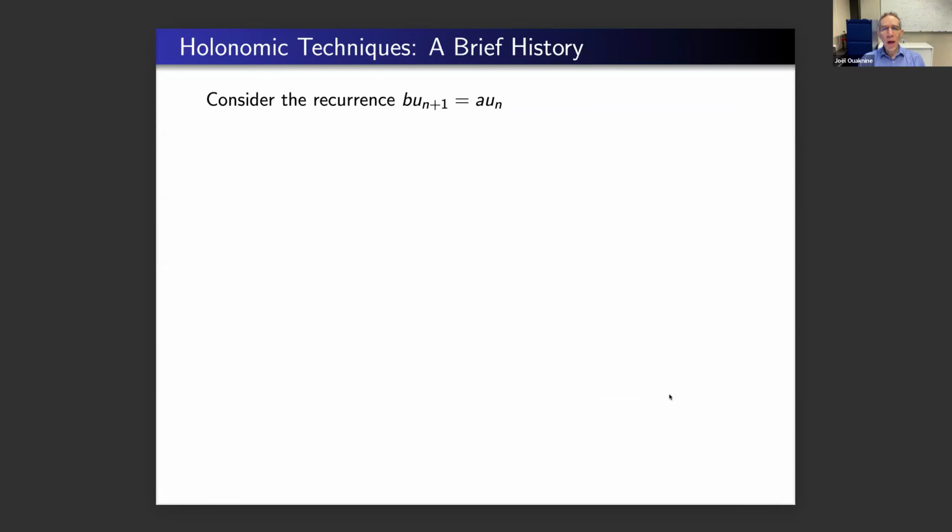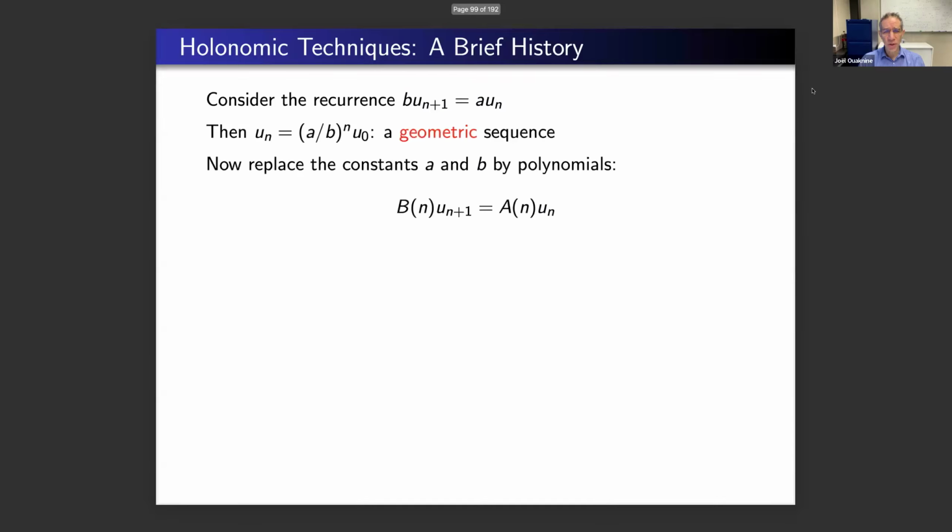Okay, so let me just retrace. These holonomic techniques have a very rich history. Let me retrace a little bit some of the key points of that history. So let's consider first the simplest recurrence you can think of, which is b times u_{n+1} equals a times u_n. Now, of course, the closed form solution of this will be that u_n is (a over b) to the n times whatever u_0 is, and that's a geometric progression, a geometric sequence.